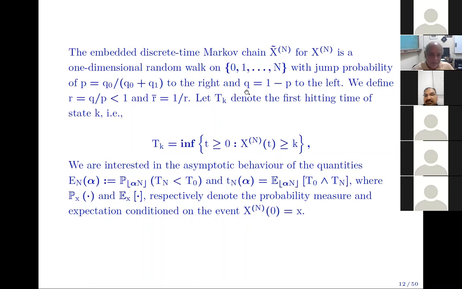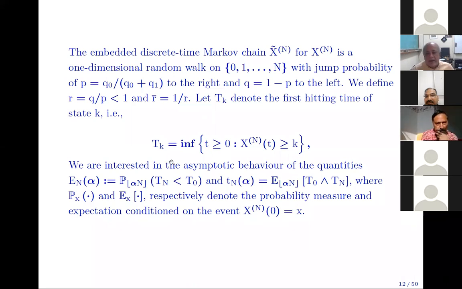Okay. And for our purposes, we let R be Q over P, because this is quite an important thing in our studies. And R bar is the ratio, the inverse, 1 over R. So let Tk denote the first hitting time of the state k. That means X tilde n is bigger than or equal to k from time t. The first time it happened is the time Tk.